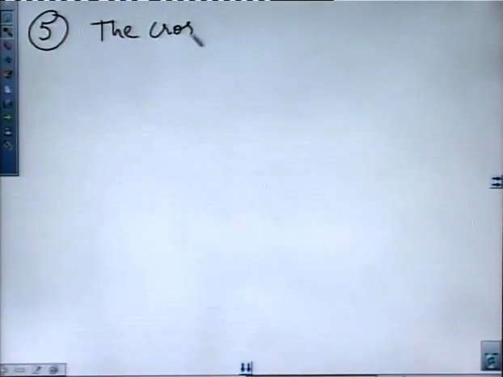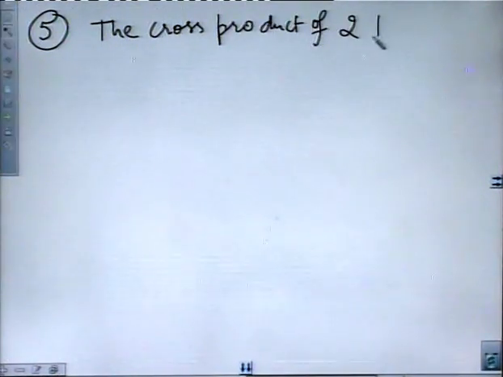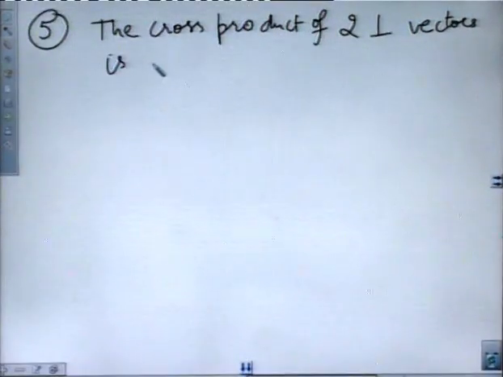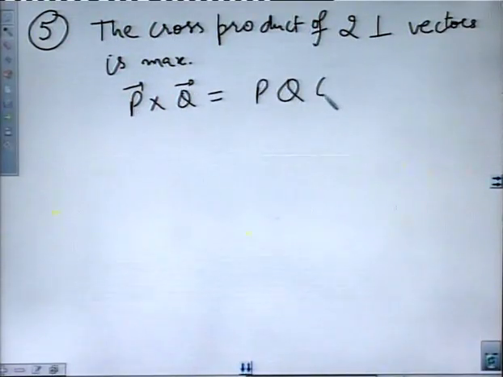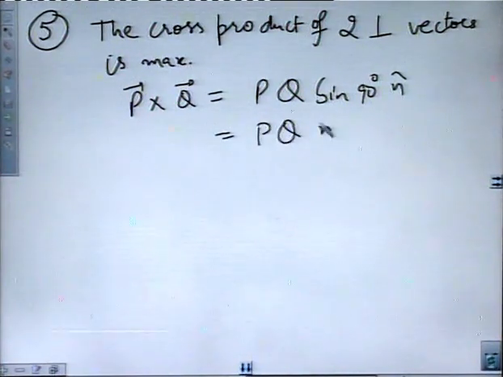The next property is the cross product of two perpendicular vectors is maximum. Let we have p vector and q vector and they are perpendicular to each other. P cross q is equal to p into q into sine of 90 degree into n cap. Sine 90 degree is equal to 1, so this is equal to p into q into n cap.